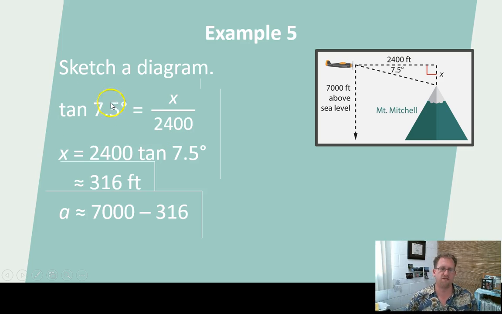Pretty cool. Tangent of 7.5 degrees is x over 2,400. Tangent of 7.5 degrees, opposite over adjacent, x over 2,400. Solve for x. So 2,400 times the tangent of 7.5 degrees is about 316 feet. So this is 316 feet. You were at 7,000. 7,000 minus 316 puts the altitude of the mountain at about 6,684 feet. That's pretty cool. You'll do some other word problems in this section. Remember to always draw a diagram.